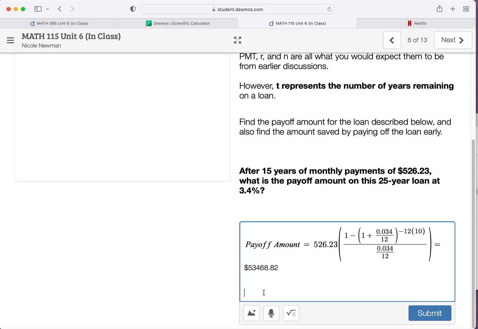And of course, this would depend on the paperwork behind the scenes if they even allow cashing out early. The amount saved by paying off the loan early. Oops, yeah, it fixed it for me. Amount saved. I'm going to just put this in quotes. What would we have paid if we had continued with the loan for those remaining 10 years minus the payoff amount?